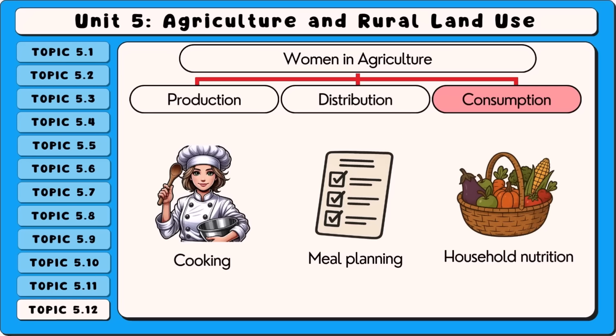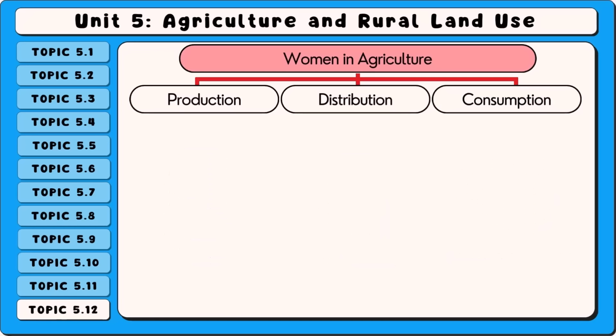In many households, women decide what to buy and cook. Their choices directly affect the health of children and other family members. Okay, that brings us to the end of this section on women's role in agriculture. It's also the end of Unit 5.